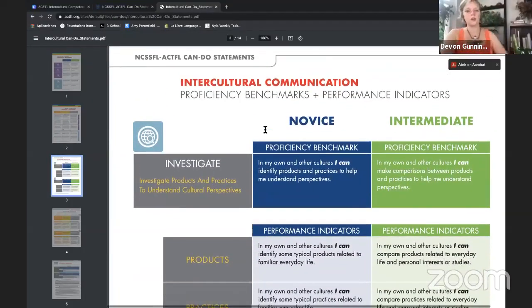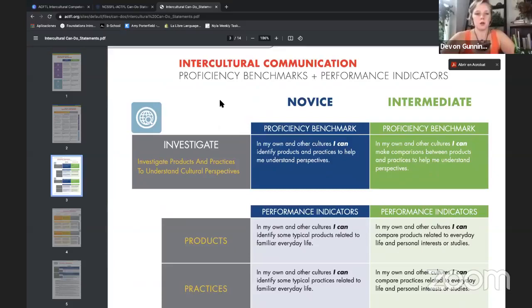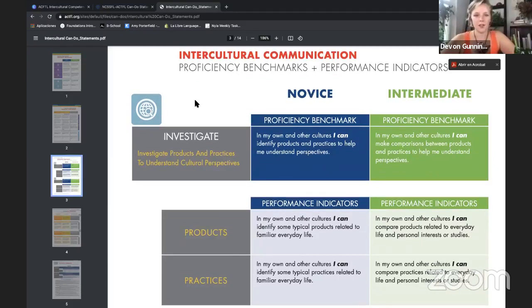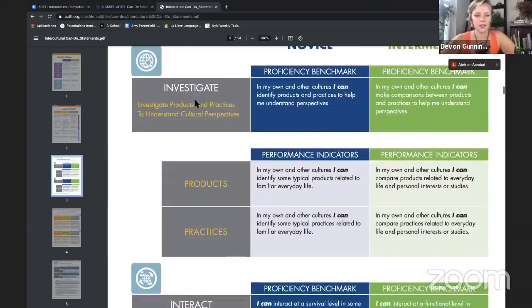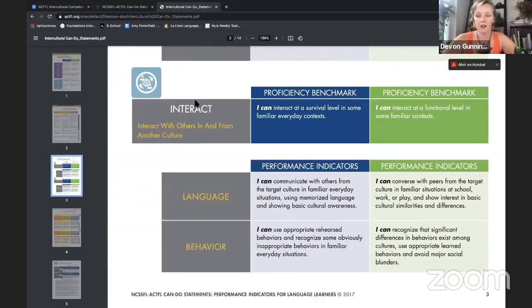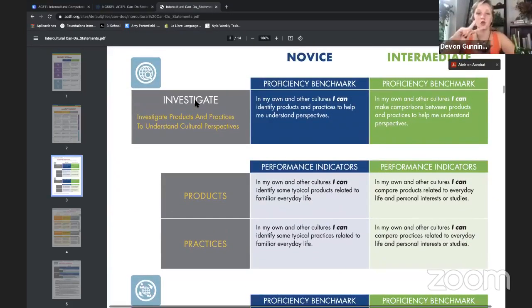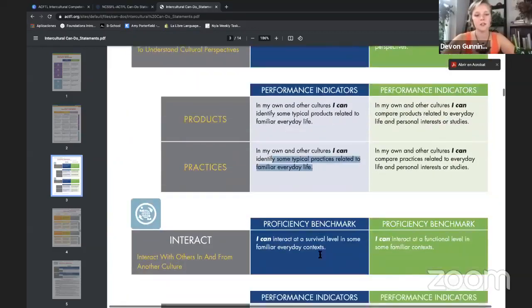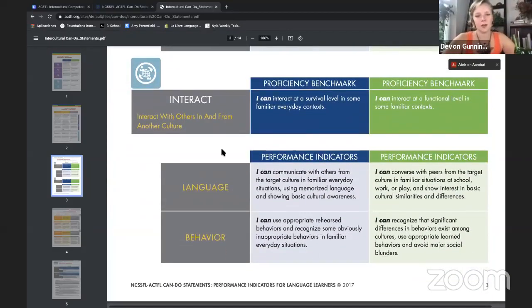Intercultural communication. Let's get into these. So another one that we have here for the ICCs. Let's get a little bit deeper into investigate and interact. Both of these have two subcategories, products and practices for investigate. So in this one, I can identify some typical products. I can identify some typical practices. And of course, it's always going to be about familiar everyday life if you're a novice. But look at this for interact. This is the one I really want to show you. This is going to make your life a lot easier.